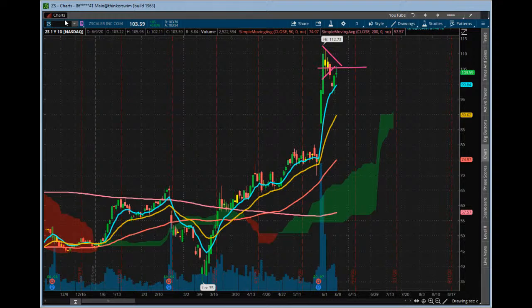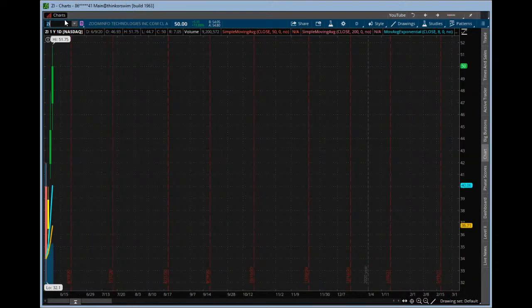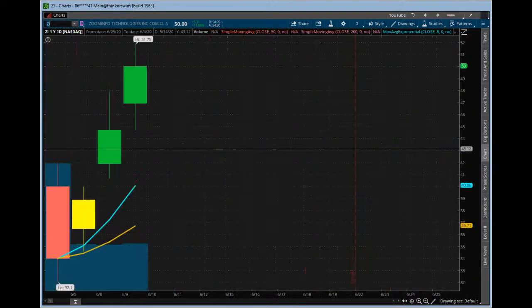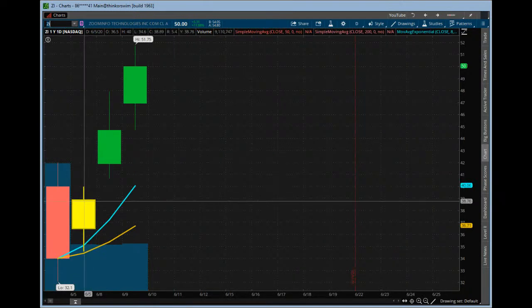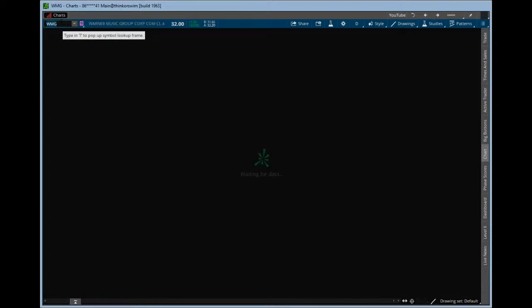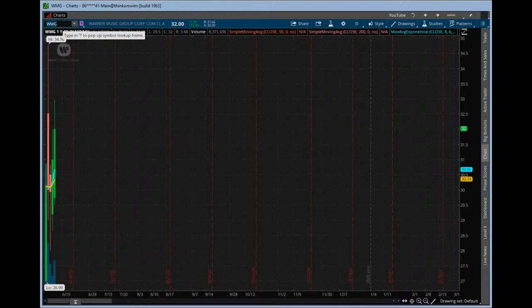So ZI, let's take a look. ZoomInfo. Maybe people think it's Zoom. Anyway, nice move off of that one. Inside day up. So that's actually going pretty good. Normally you see nasty moves after the IPO, but it's doing okay there. And then Warner Music is hanging in there as well. That ZI looks pretty interesting.